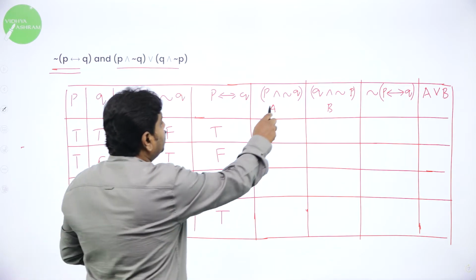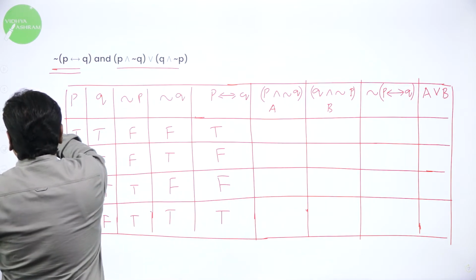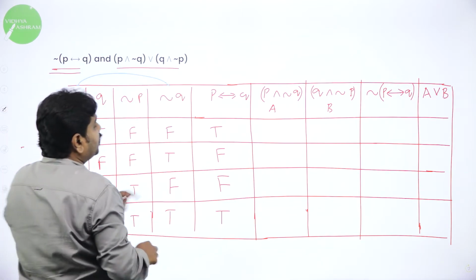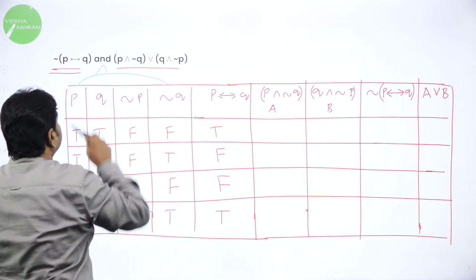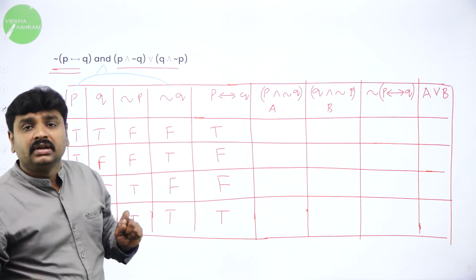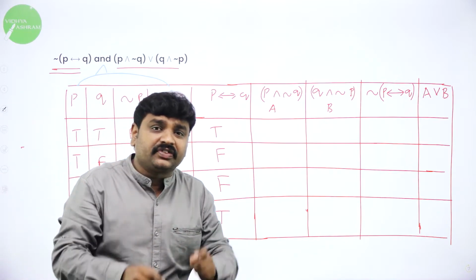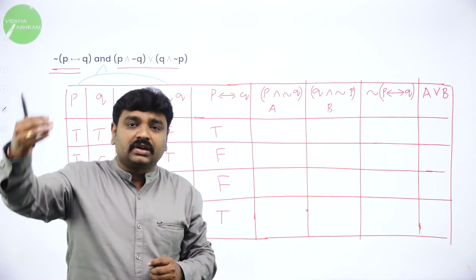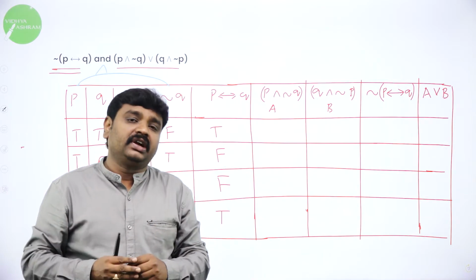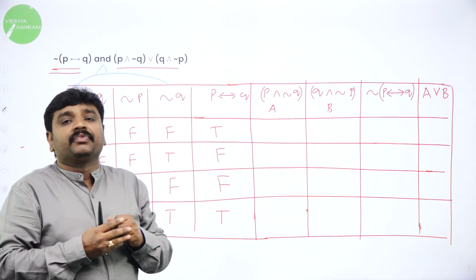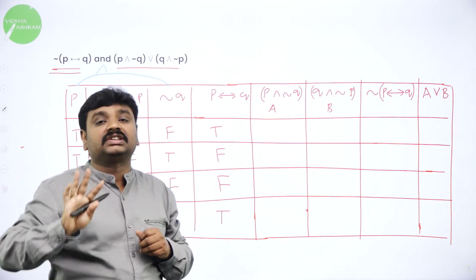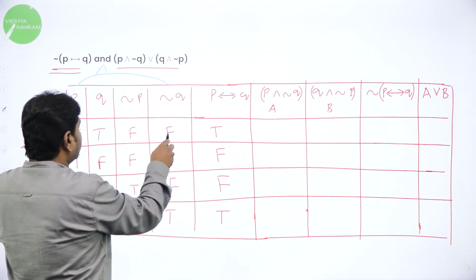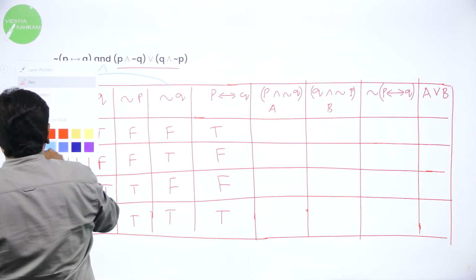Then P and not Q. Here we have P, and here we have not Q. For these two I will apply the AND operation. What is the logic of AND? If any one statement is false, result is false. AND is similar to exam results: if you fail any one subject, that year you have failed. Same logic applies here. If any one statement is false, then result is false. So, P and not Q: here we have P, here we have false. One statement is false, so the result will become false.